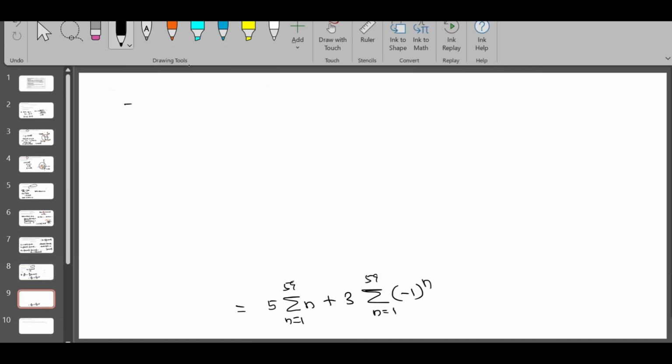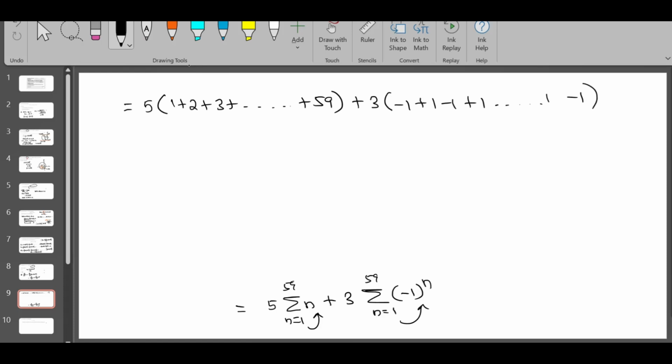Okay, now if you write out all the terms, replace n by 1, n by 2. So this series is going to be 1, 2, 3, etc. till 59, plus 3 times, if you replace n by 1, you will get a negative 1, positive 1, negative 1, positive 1, etc. The last term will be negative 1 because power 59, right? The previous term will be plus 1 and then the 57th term will be negative, right?